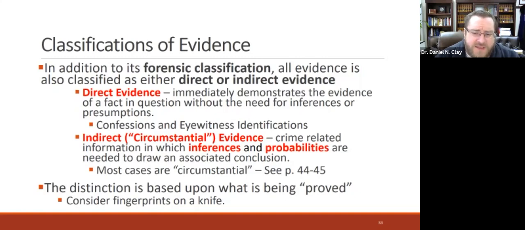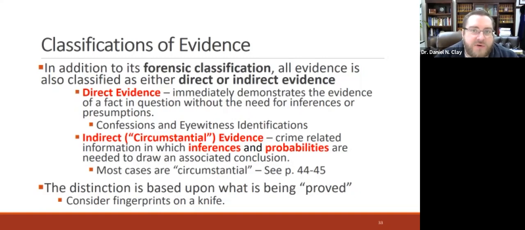The distinction is kind of based on what's being proved, right? So consider our fingerprint example, or fingerprint on a knife. Right? So are we trying to prove that the defendant touched the knife? Well, if that's what we're trying to prove, then the fingerprint on the knife is indirect evidence, but it's evidence of a crime. That it's important to know that the defendant touched this knife.